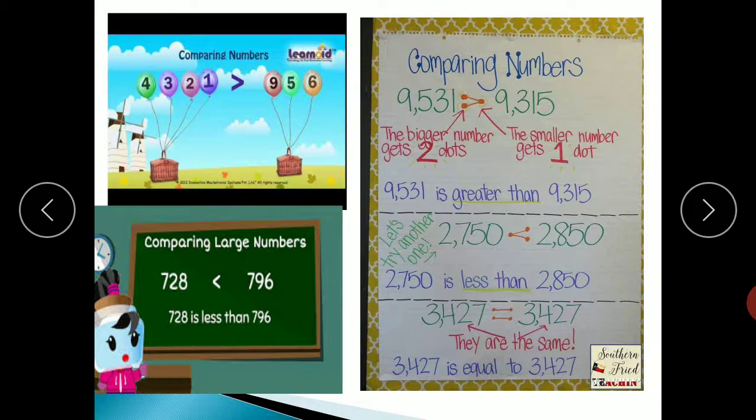Let us see another example of a 4-digit number. Already I said, children, before comparing any number, first see the greatest digit in their places. Now see here, 9 is in the thousand place. Here also 9 is in the thousand place. Let us move to the hundred place. 5 is in the hundred place. 3 is in the hundred place. Now which is the greatest number? So the first one, 9531, is the greatest number. Then we say that 9531 is greater than 9315.